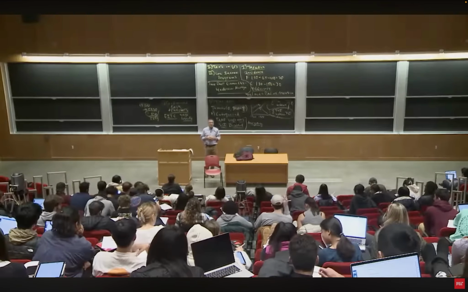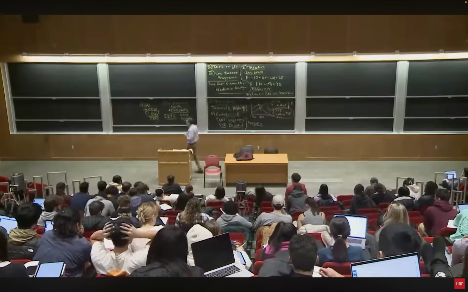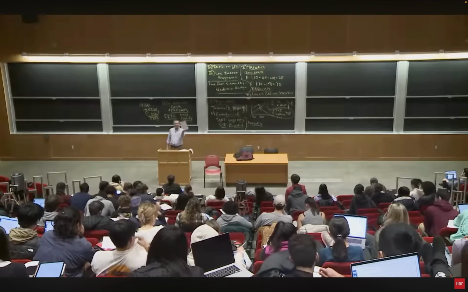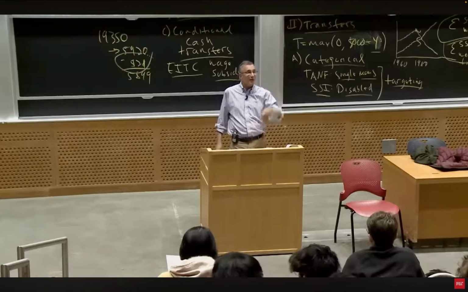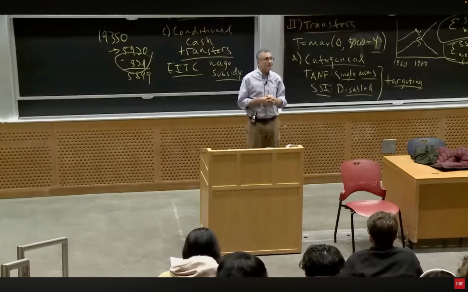What's that? Oh, because for every $100 you earn, you lose 21 cents. You lose 21 cents per dollar on that slope. Okay? Other questions? Yeah.